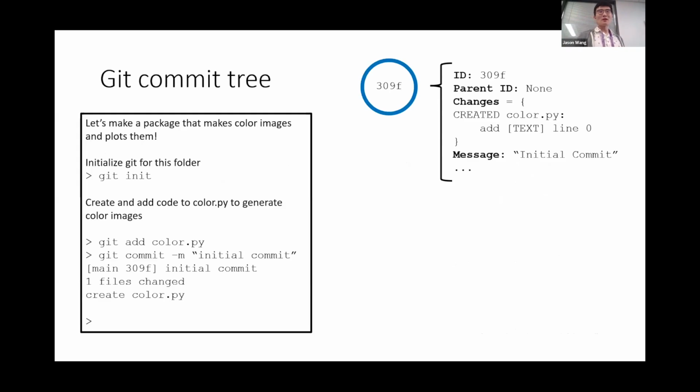All right, so we're going to do literally Git by hand. Let's pretend we're writing a package that makes color images and plots them. That's the whole purpose. We have all these FITS images at different wavelengths, and we want to turn these false color images into images we can see with human eyes, and then plot those color images. That's the story. We have to have a story for this whole thing.